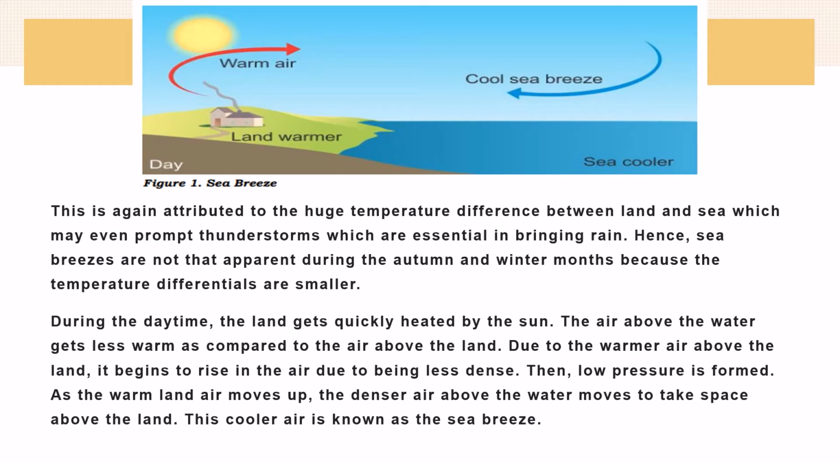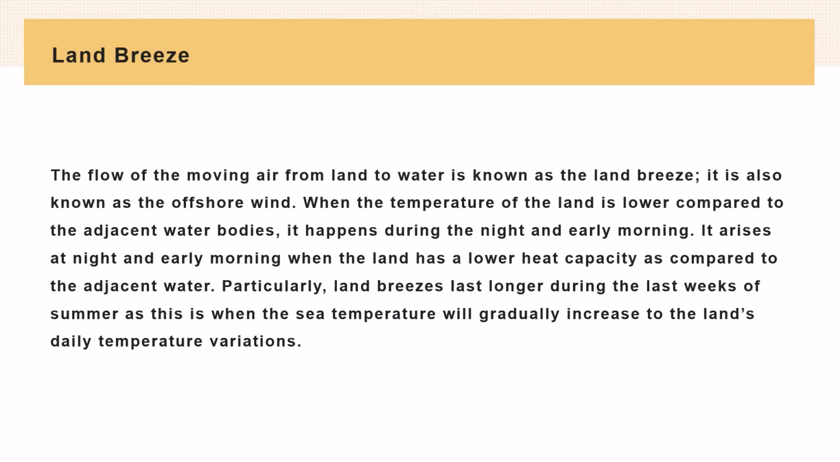The air above the water gets less warm as compared to the air above the land. Due to being less dense, the warmer air above the land begins to rise. Then, low pressure is formed. As the warm land air moves up, the denser air above the water moves to take space above the land. This cooler air is known as the sea breeze. The flow of moving air from land to water is known as the land breeze. It is also known as the offshore wind.